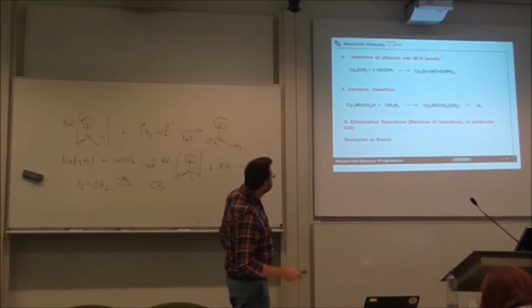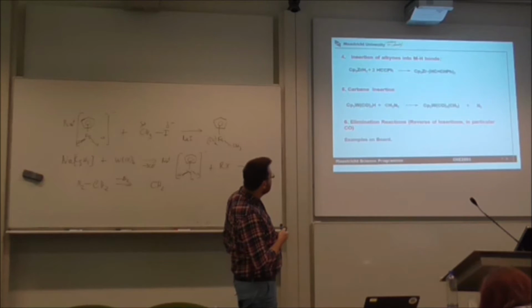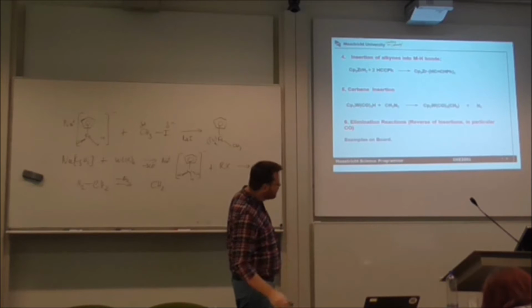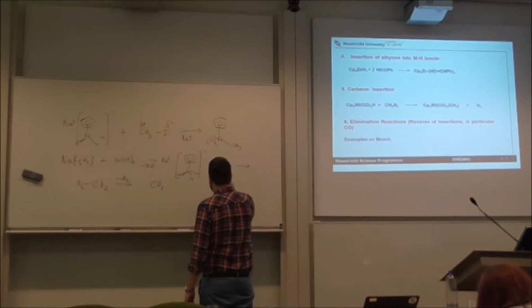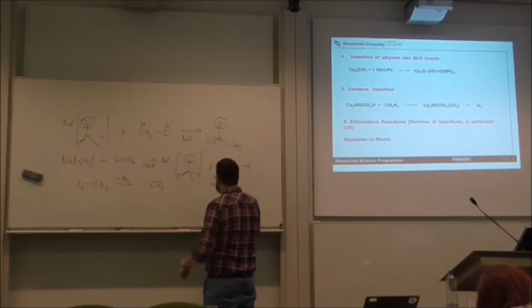It attaches itself to the tungsten, and then it inserts in a second step into the tungsten hydride. So that's the way to think about it. So you have tungsten, let's just say tungsten H. This is generated by N2 loss.